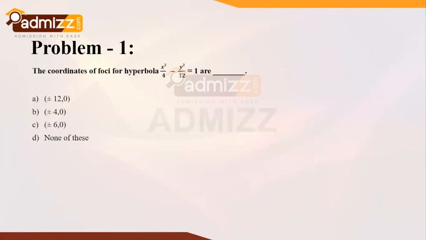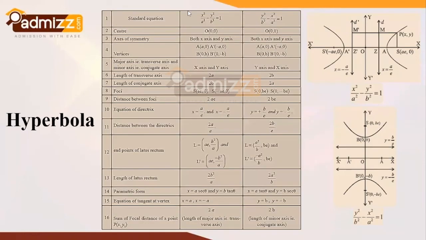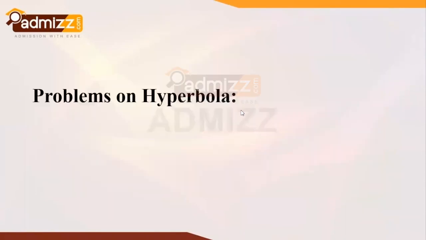Now if you observe, we have already gone through the fundamentals of hyperbola. So the coordinates of foci are given by plus or minus a e comma 0 for this form, and 0 comma plus or minus b e for the other form. Since our given hyperbola is of this particular form, we will utilize the coordinates of foci as plus or minus a e comma 0. So let's try to simplify this particular question.